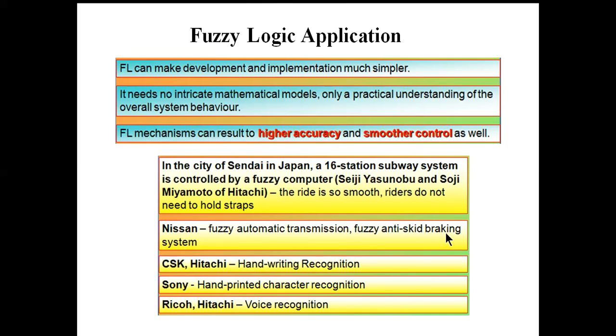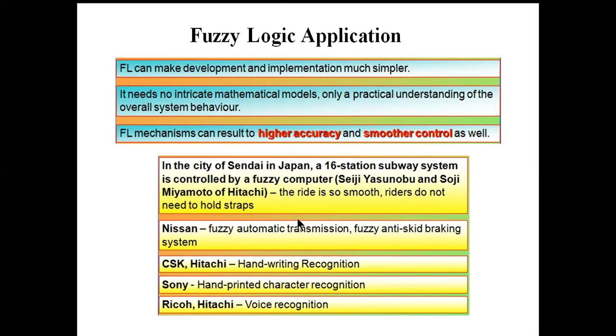Now, fuzzy logic applications. Basically, a fuzzy logic system is very popular because its development and implementation are very simple, and it does not require any kind of mathematical model. Only a practical understanding of the overall system behavior is necessary. And moreover, fuzzy logic systems give higher accuracy and smoother control of the overall system as well. These 3 points will be elaborated gradually in the upcoming classes.